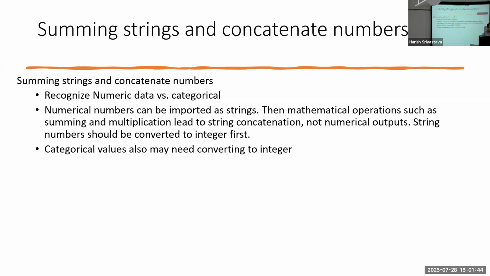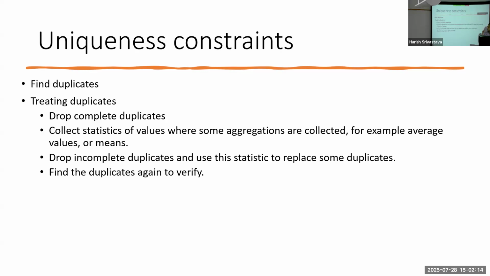Then mathematical operations such as summing and multiplication lead to string concatenation. String concatenation, you understand, right? Yes. Not a numerical output. A string number should be converted to integer first. So if you have to join two columns, you first convert those numerical data to string, concatenate, and then convert it back to integer. Categorical values may also need to be converted to integer format, which is nothing but an encoding technique. Don't worry, it looks very difficult, but when I show you, it's very easy.